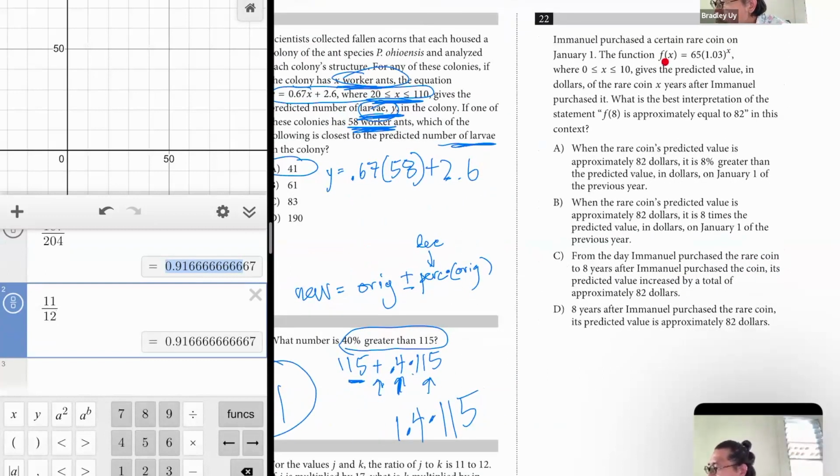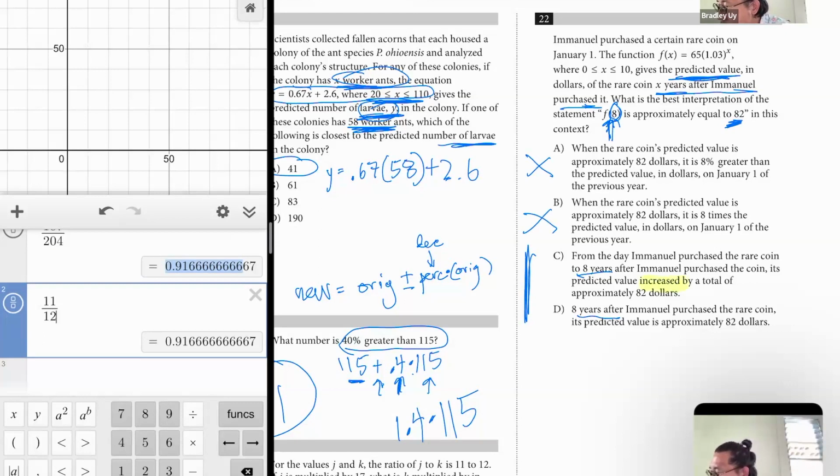So this function's output is the predicted value. I think that's what we need to keep in mind for this question. It is the predicted value x years after he purchased it. If they're telling us f of 8 is 82, this 8 is the x, which represents years after Emmanuel purchased it. So A has no sense of 8 years after, and B has no sense of 8 years after. Only C and D involve 8 years after.